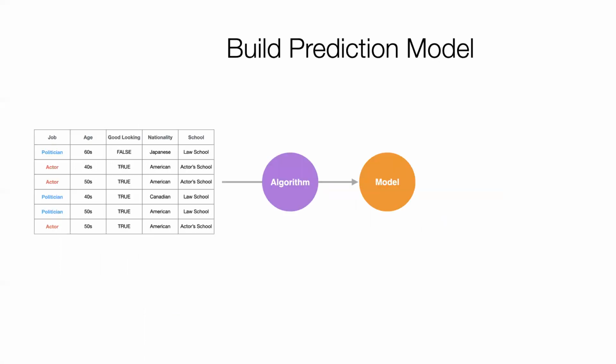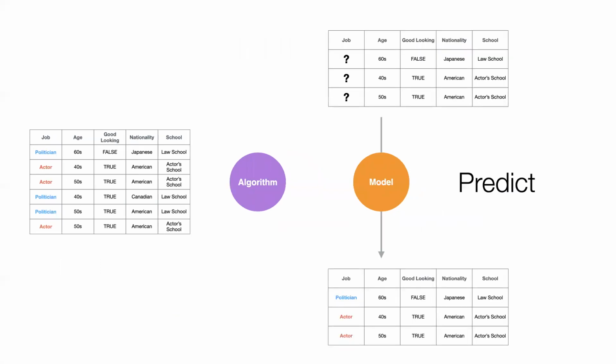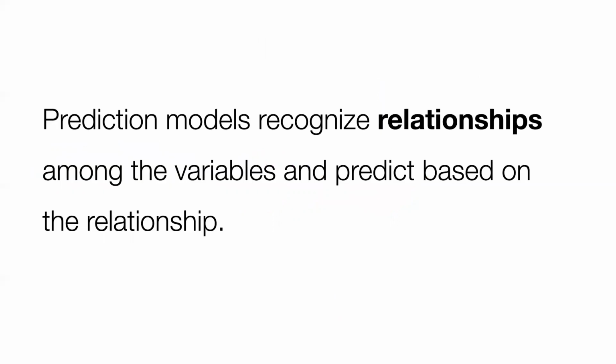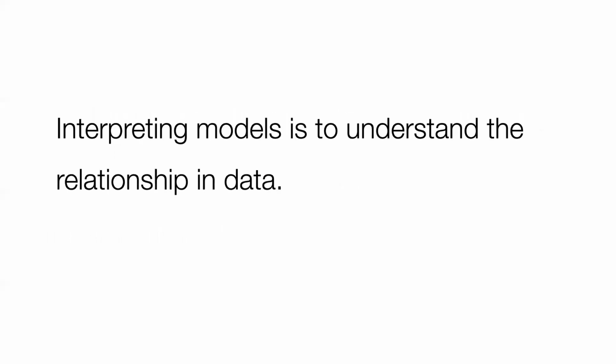In building prediction models, you have the data, you apply the algorithms, and the algorithm builds a prediction model. Then you have new data, and you give that new data to the model, which predicts based on the patterns it finds in the original data. That means the algorithm has learned the patterns inside the data, and based on the pattern, it builds a model. The patterns we're talking about here are really the relationships among the variables, and it predicts based on that relationship. So interpreting a prediction model is about understanding that relationship in the data.